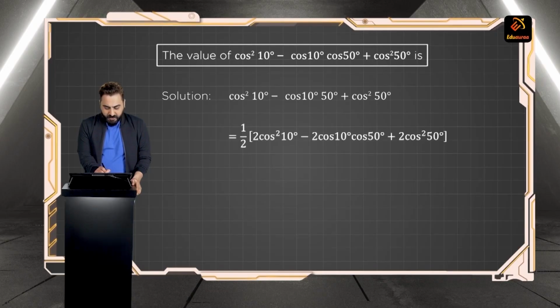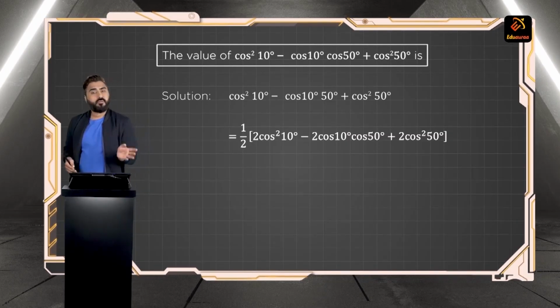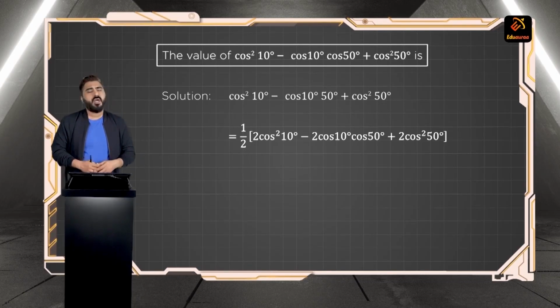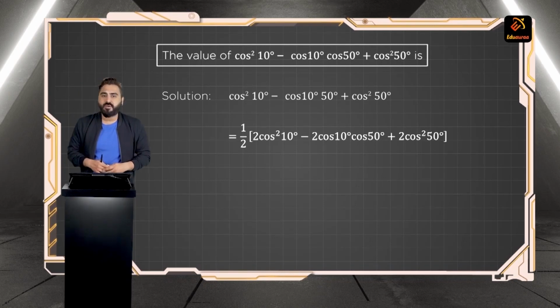So we get 1 by 2 into 2 cos square 10 degree minus 2 cos 10 into cos 50 degree plus 2 cos square 50 degree. So students, after this, what should be the next step? When we multiply and divide by 2, we get 2 cos square 10 degree. Now students, 2 cos square 10 degree. How to solve this? Now you guys are masters with your trigo formula.